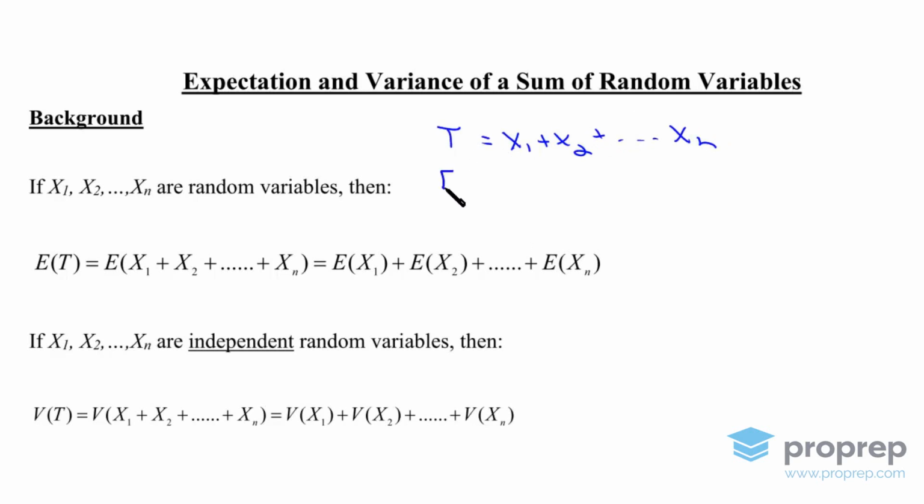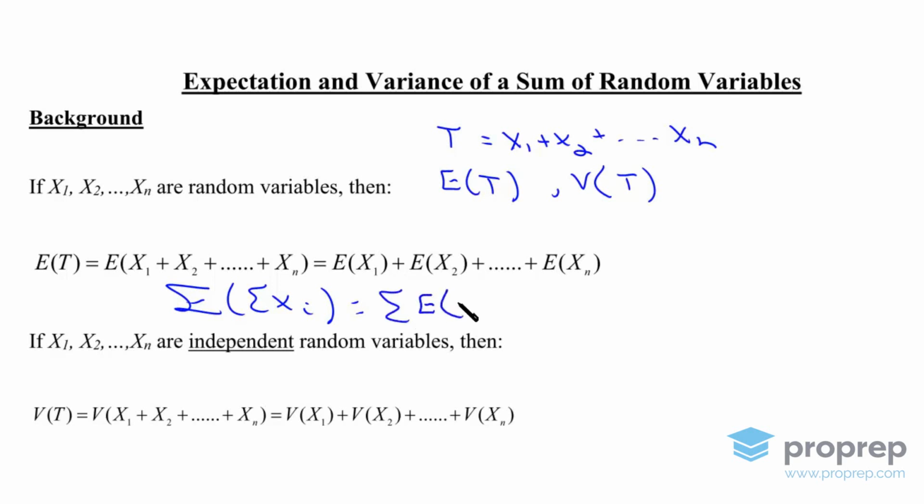And what I want to do is calculate the expectation of t and the variance of t. Okay, so let's take a look at the expectation of t. The expectation of t is the expectation of x1 plus x2 until xn. Now, that would equal the expectation of x1, plus the expectation of x2, and so on and so forth until we add up the expectation of xn. So we can say that the expectation of the sum of x would equal the sum of the expectation of x.